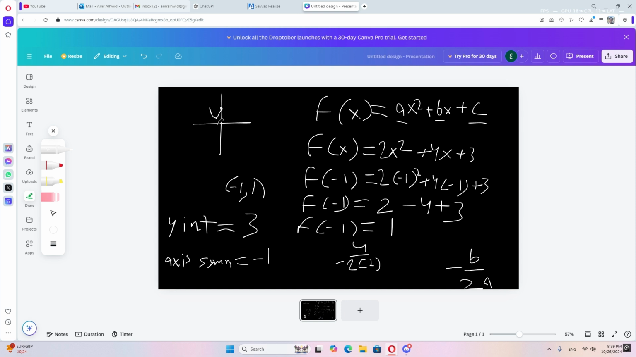So this point is at minus 1, right? The vertex. This point is at 0. Okay, let's find another point at 1. So it should be somewhere here. But how do we check? We put 1 as the x in this formula.